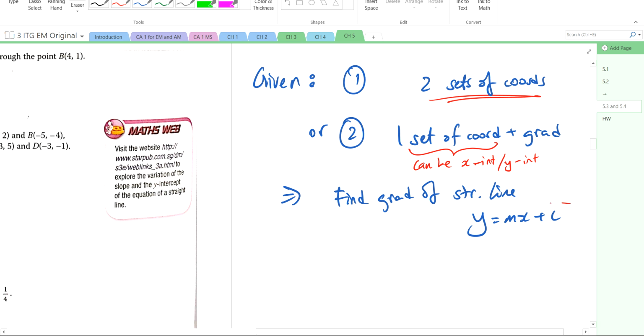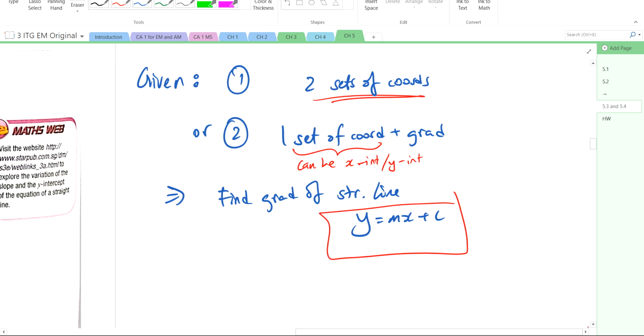In order to write down y = mx + c, which are the variables? y, mx, or c? X and y are variables. So the constants will therefore be m and c. So as long as I know the gradient and the y-intercept of a line, I can find the equation of a straight line.